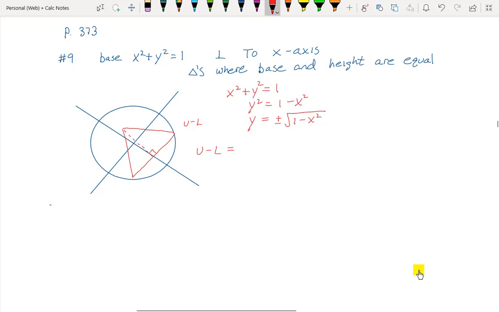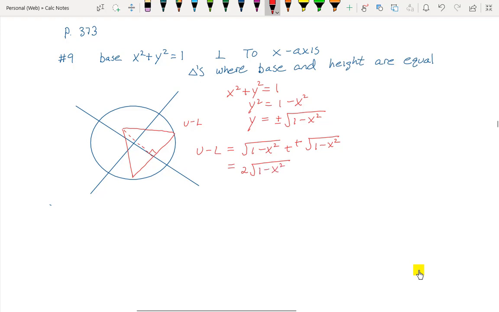this is going to be our base of that triangle. This is going to be the positive root again, so the square root of 1 minus x squared, minus the negative root, negative square root of 1 minus x squared. And you're going to end up adding them together, and we're going to end up with 2 times the square root of 1 minus x squared.